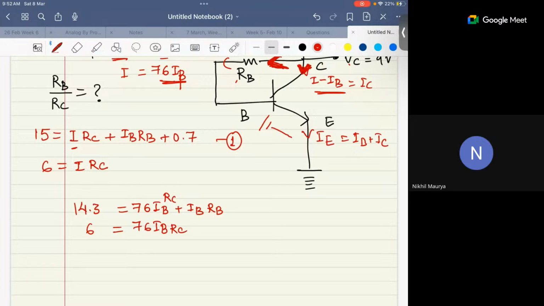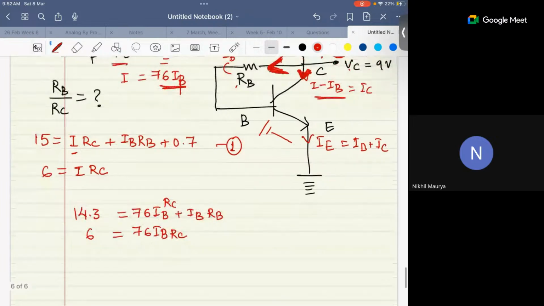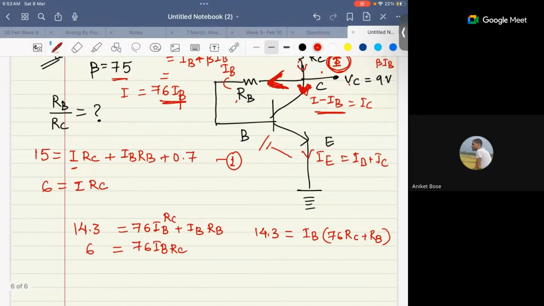How will you calculate the ratio? 14.3 is equal to what? If I take IB as common, we need the value of IB. It will be IB times 76 RC plus RB. Okay, I need something else, right, to calculate RB upon RC.